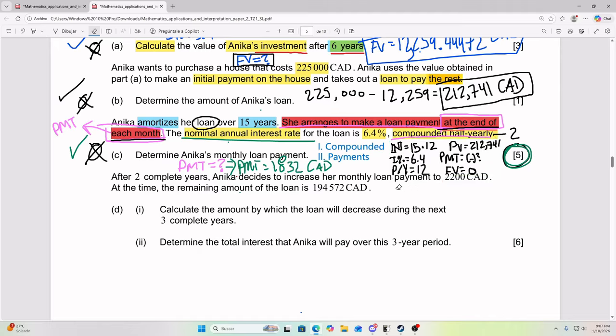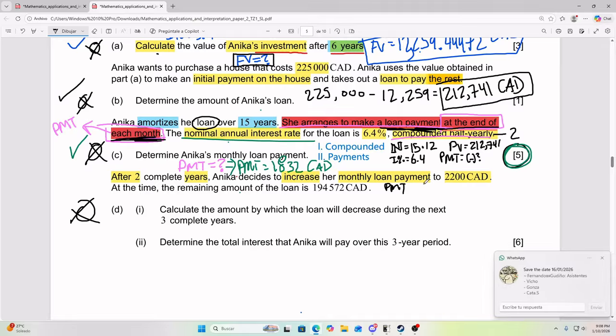All right, let me make a little bit of space for a good old friend, part D. So after 2 complete years, our good old friend Anika decides to increase her monthly loan payment to 2,200. Okay, so notice, after 2 years, she decides to increase her monthly loan payment, so that would be the PMT, to 2,200. So remember, monthly loan payment is this PMT. Same here, loan payment at the end of each month, monthly loan payment, same thing. Right?